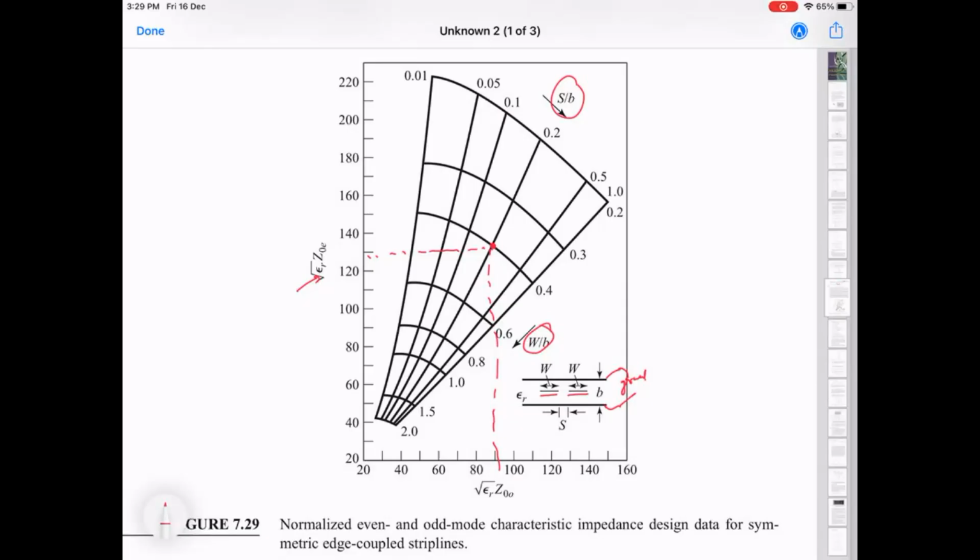If it is far apart, then C12 will be less, or 0. So if C12 is 0, then there will be only C11 and C22.